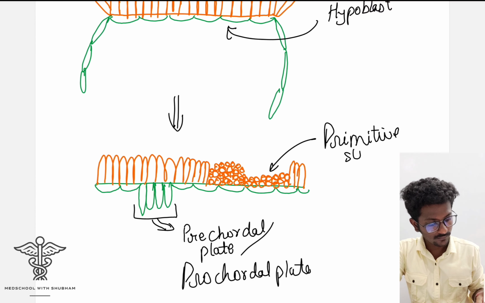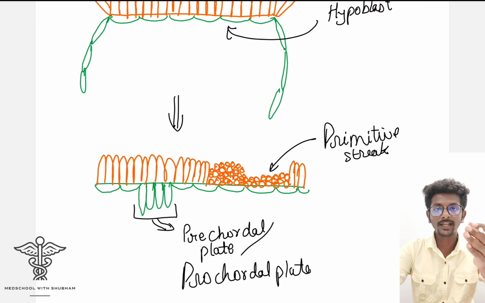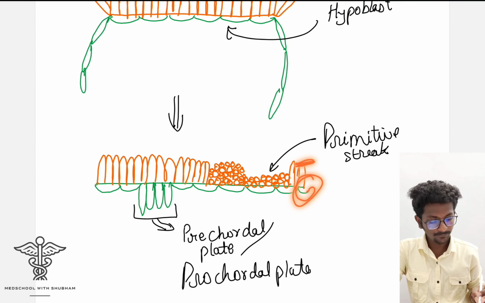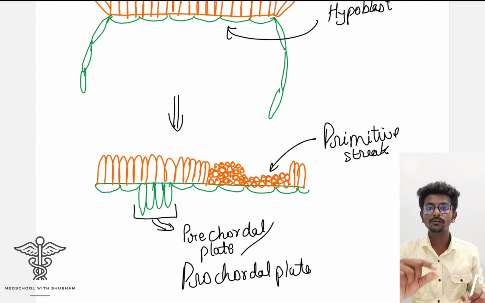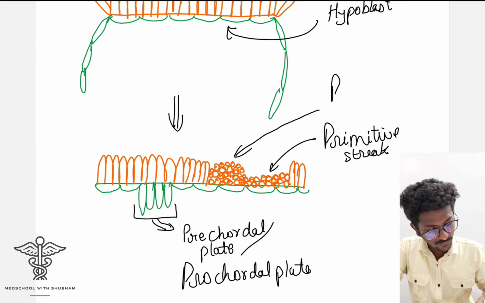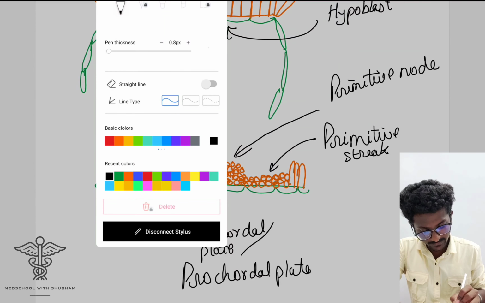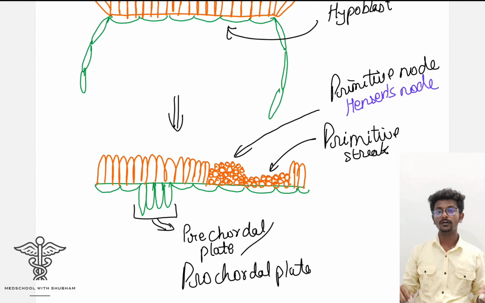Primitive streak. What is the primitive streak? Towards the caudal end, but on the epiblast side, the columnar cells of the epiblast get differentiated into small globular-like cells, and they will migrate towards the head end or the cranial end. This is called the primitive streak, and this thing is called the primitive node. It is also called Hensen's node. The primitive node or Hensen's node.